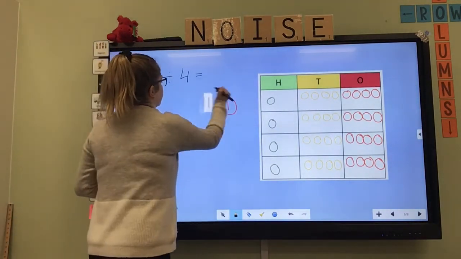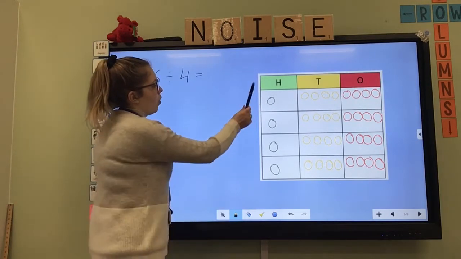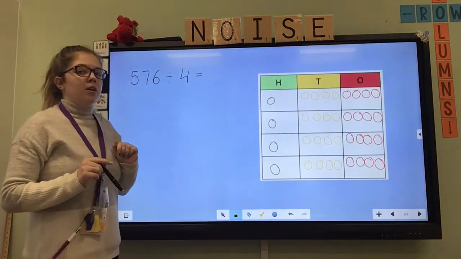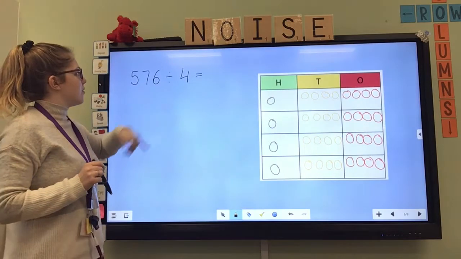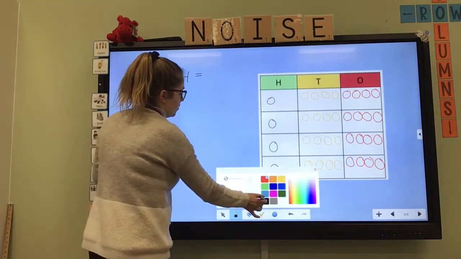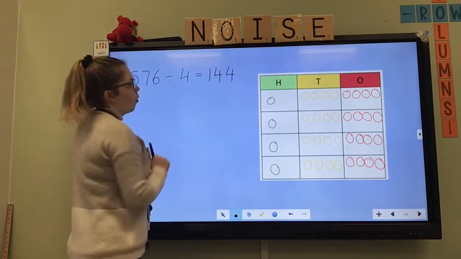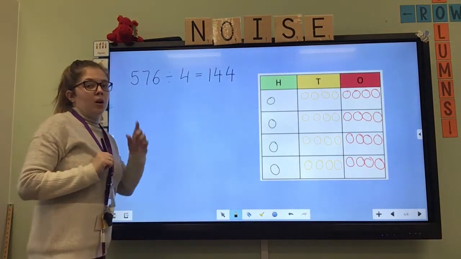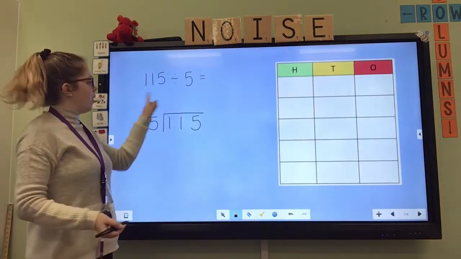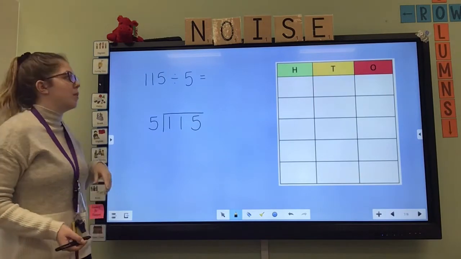Then, to find our answer, we need to look in one of our groups. If I look at this top row, I've got 1 hundred, 4 tens and 4 ones. So what is 576 divided by 4? That's right. It is 144, just like that. One more with our place value chart, and then I've also got my bus stop method here to show you how this goes into our bus stop method.